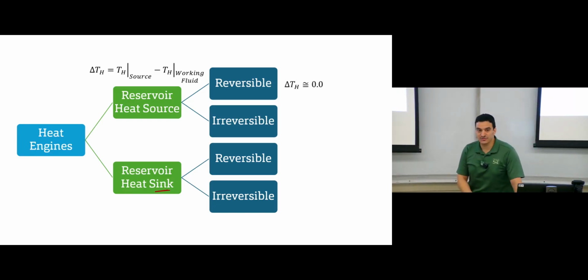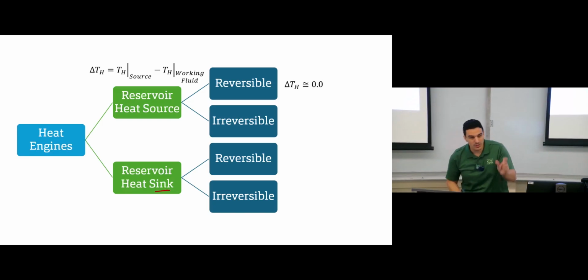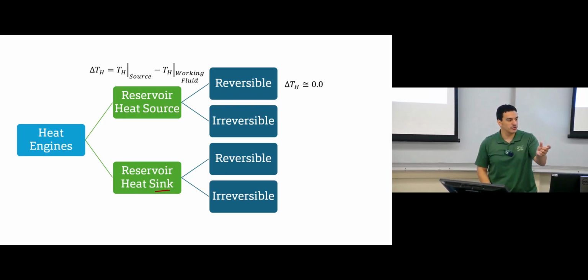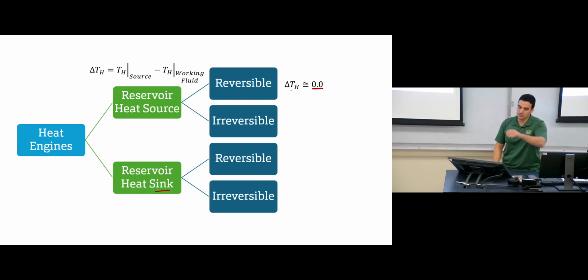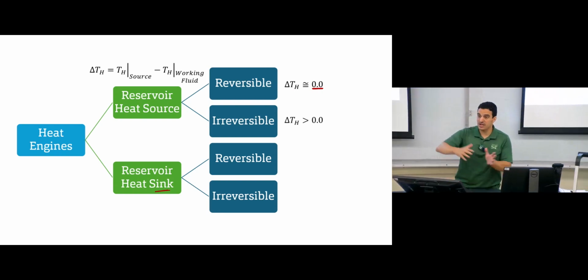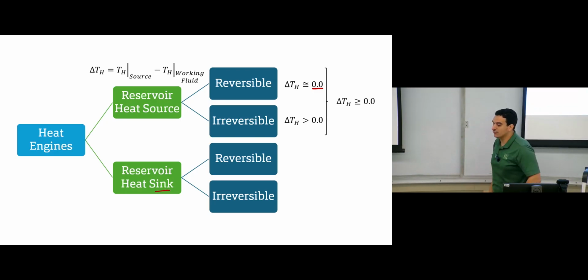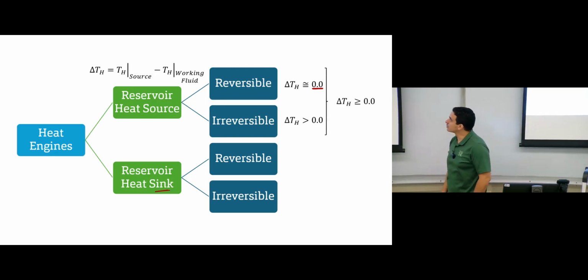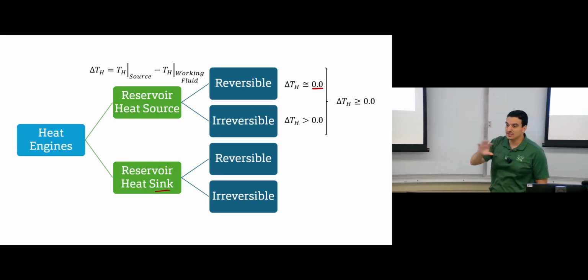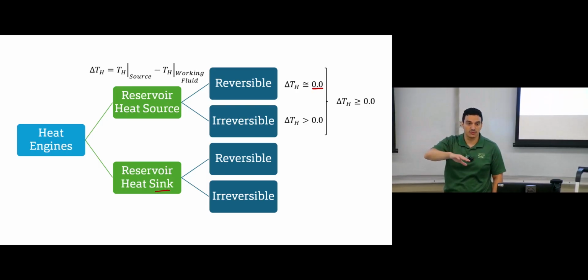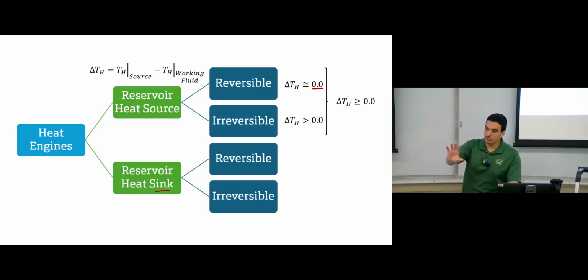If this process is reversible, this delta T will be very small, because the driving force for a reversible process is very small, almost zero. For an irreversible process, we have a significant delta T, a significant driving force. So at the heat source, the temperature difference between the source and the working fluid is always equal to or greater than zero. It will be equal to zero if the process is reversible, and more than zero if the process is irreversible.